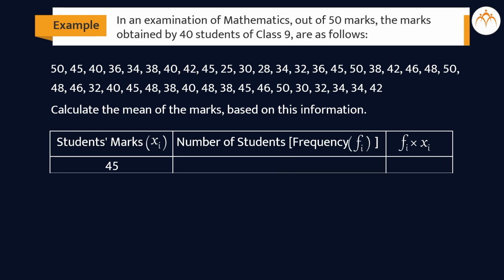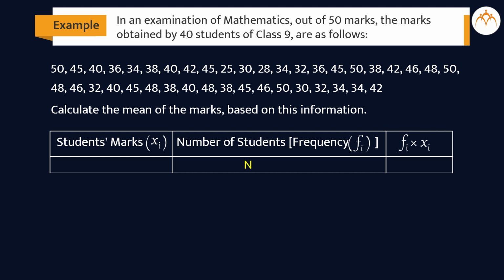For 45, the frequency f10 is 5. Therefore, 45 into 5 is equal to 225. For 46, frequency f11 is 3. Therefore, 46 into 3 is equal to 138. For 48, frequency f12 is 4. Therefore, 48 into 4 is equal to 192. For 50, the frequency f13 is 4. Therefore, 50 into 4 is equal to 200.